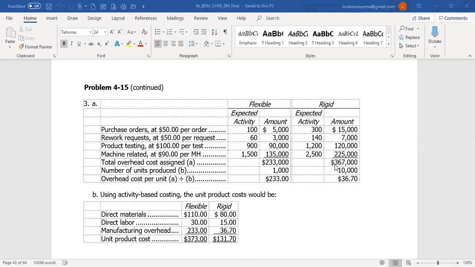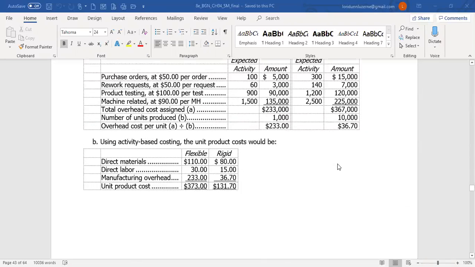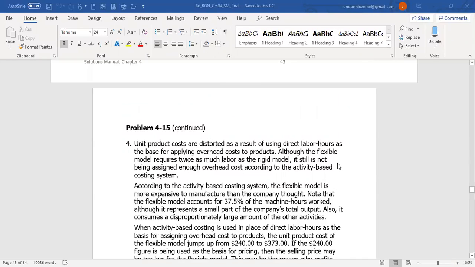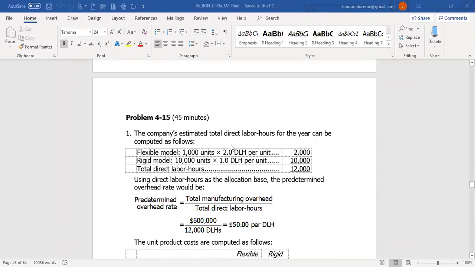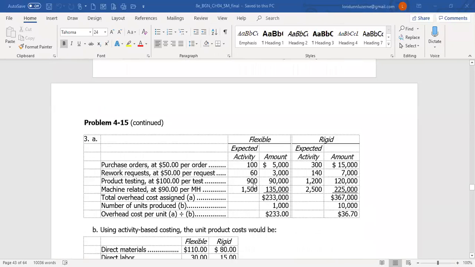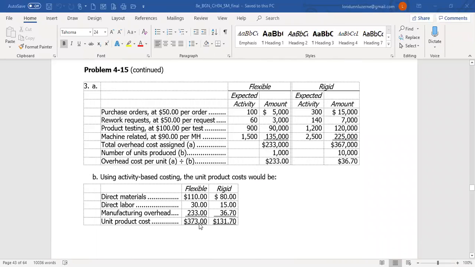Can you identify a possible explanation for the company's declining profits? Well, after seeing this, absolutely. The product costs are distorted when you use direct labor hours as the base for applying overhead. So you're not charging as much as you should, because you're believing right now the total cost of the product is $240, when in fact it's $373.